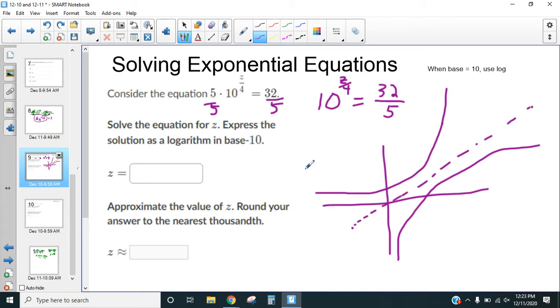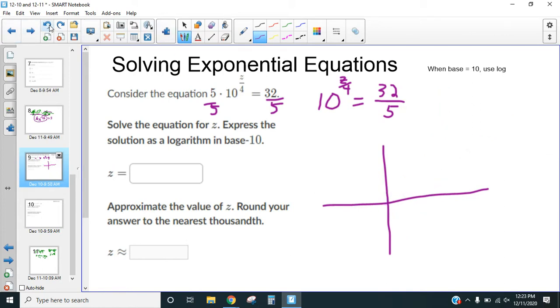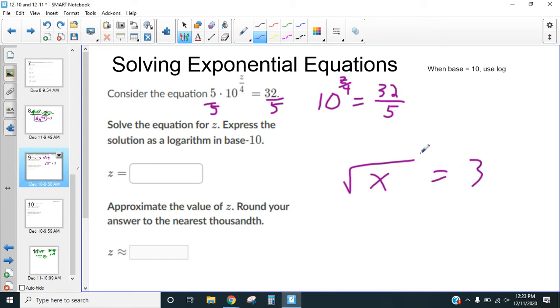And that's because logs and exponentials are inverses. Very good. They're inverses. So when you solve equations, you use inverse operations, right? Use inverse operations. If an equation is like, hey, the square root of x equals 3, what do we do to both sides? We square both sides, right?